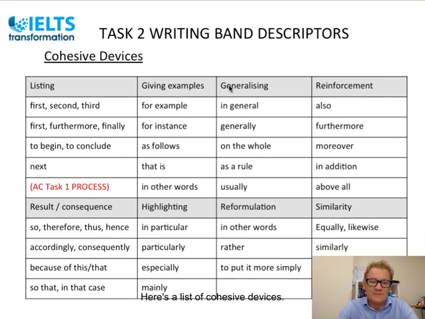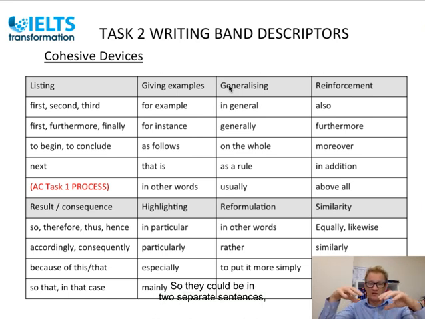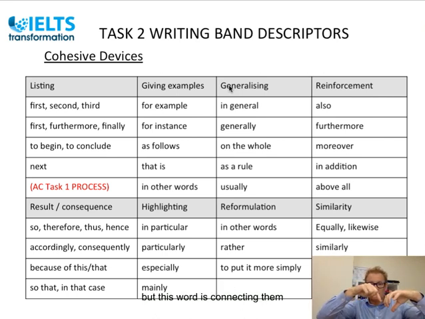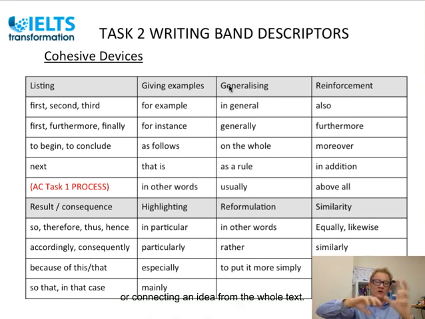Here's a list of cohesive devices. All these words help to connect ideas, not sentences. Conjunctions connect sentences. Cohesive devices include conjunctions, but also words that connect ideas. They could be in two separate sentences, but this word is connecting them, or connecting an idea from the whole text.